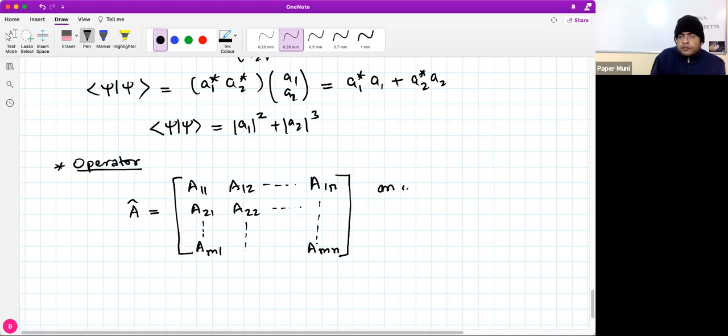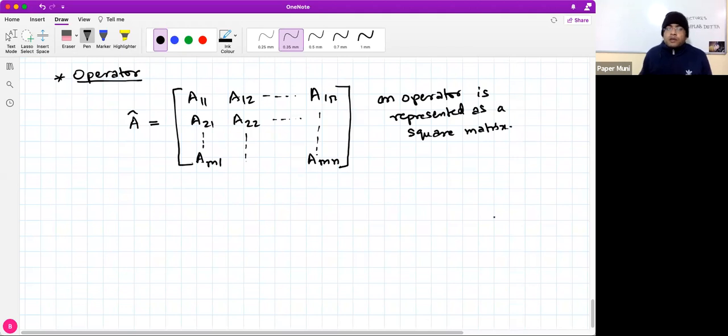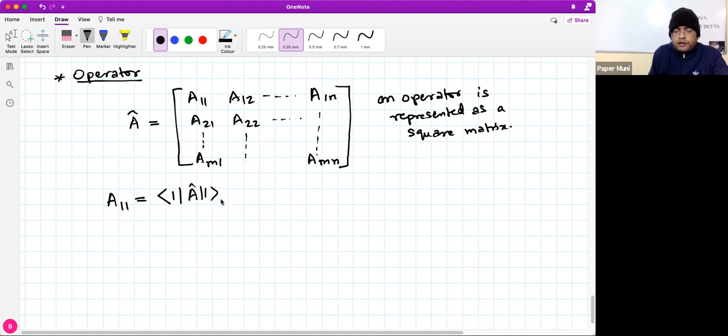Now an operator is represented as a square matrix. For those who are very curious about how this is happening, you can always look up Jettili for how we can write the operator in this format. So this a11 is actually this: the first state, or whatever it is, the ground state. The a11 term is actually the expectation value of a in this state.